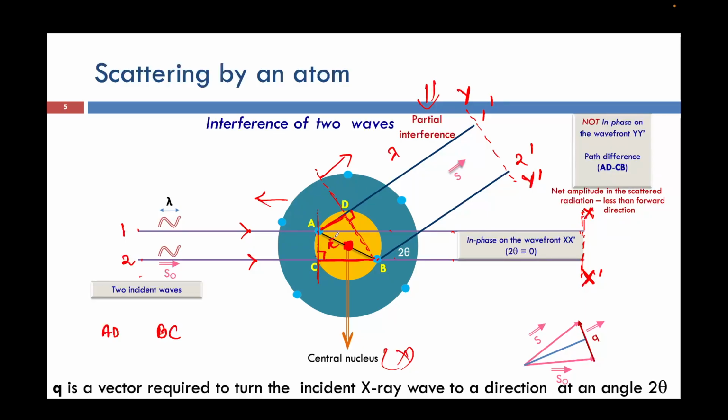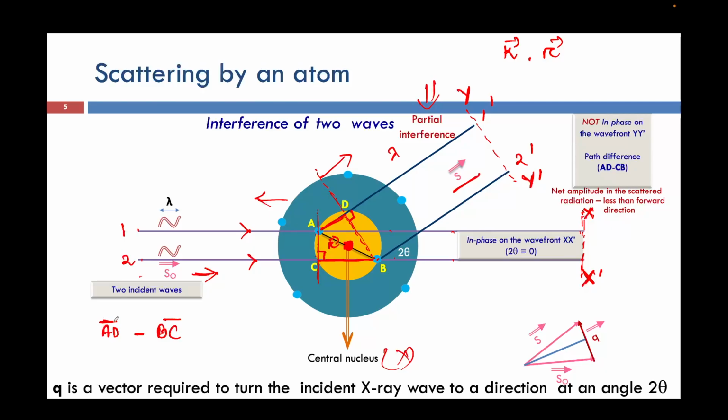If I am talking about the R vector, how will we calculate the path difference vectorially? Vectorially, the path difference should be given by the incident wave vector. If you remember, we defined a small k, the unit vector in that direction, and the position vector. Same thing we can do here. Let's say the incident wave vector is S0, and for the scattered wave, the unit vector we have chosen is S. So the path difference will be AD minus BC.